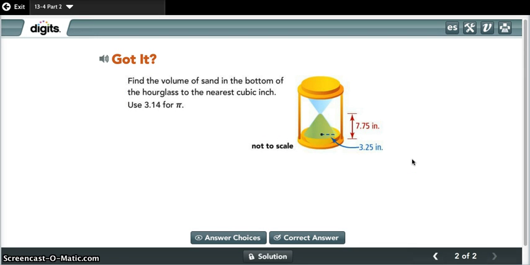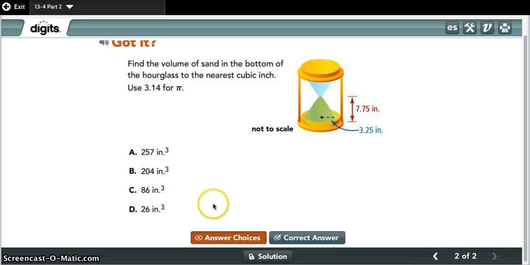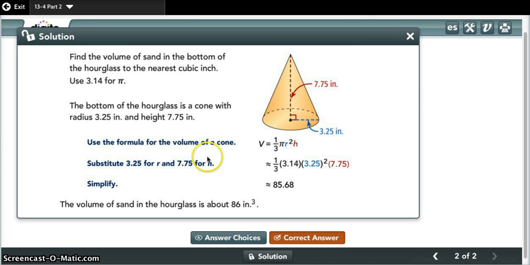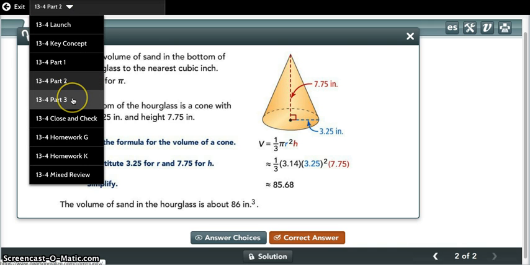Find the volume of the sand in the bottom of the hourglass to the nearest cubic inch. So go ahead and try that. The radius is 3.25. The height is 7.75. Go ahead and use a calculator on this one. Let me go ahead and pull up these answer choices. Did you get one of these answers? Hopefully you did. Let's go ahead and reveal the correct one. It is 86 cubic inches. So here are the steps in case you need those. And now we're going to go on to part 3.